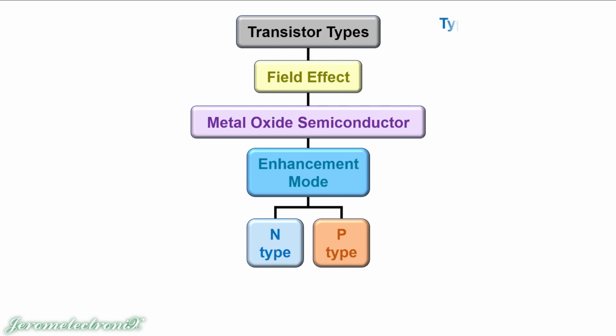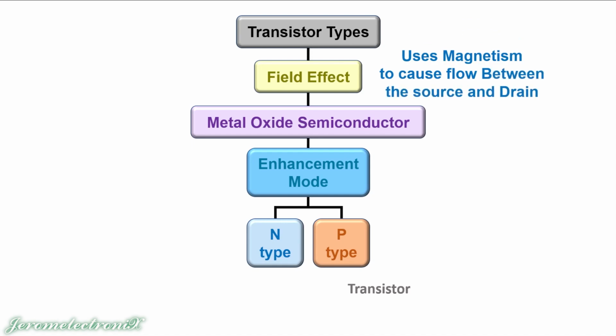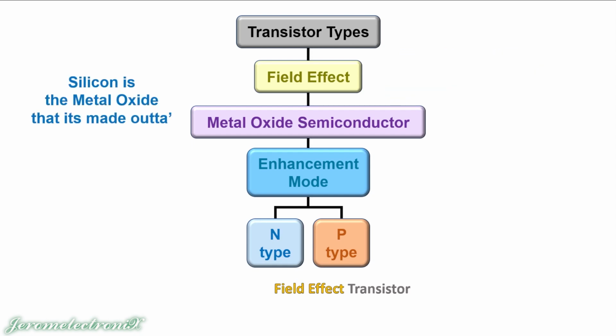First of all, transistor types. Well, a transistor is really just an electronic switch that can be controlled by a computer, by a controller. So we're going to keep that as part of the name of this transistor. Field effect, as far as I can tell, it uses magnetism to cause flow between the source and the drain. And so that's what field effect means. I think it's a little more technical, but for the level that we're starting out at, that's probably okay.